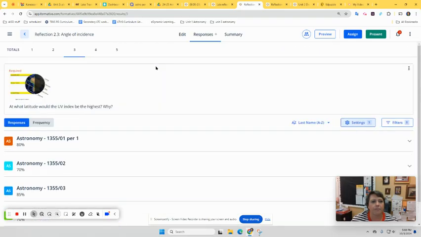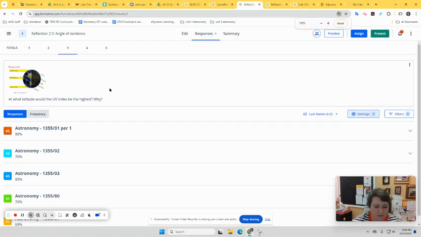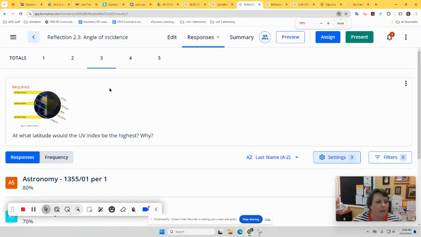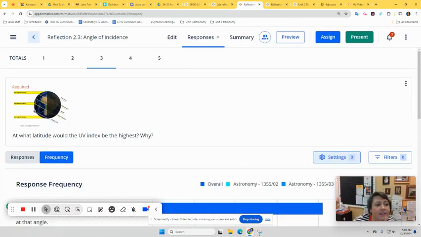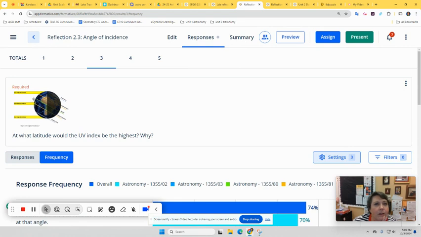Number 3, at what latitude would the UV index be the highest? This is basically the same thing, guys. Remember, the higher the angle of incidence, the higher percentage of UV radiation from the sun gets through to the Earth. It gets filtered out by all the atmosphere and stuff.